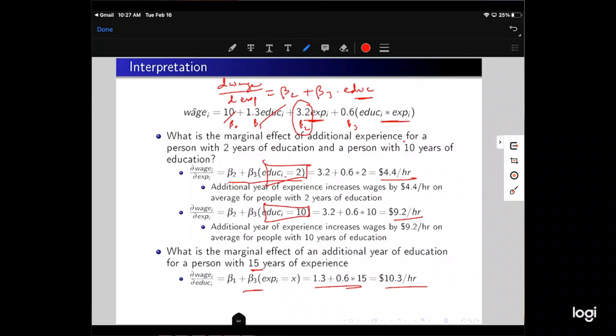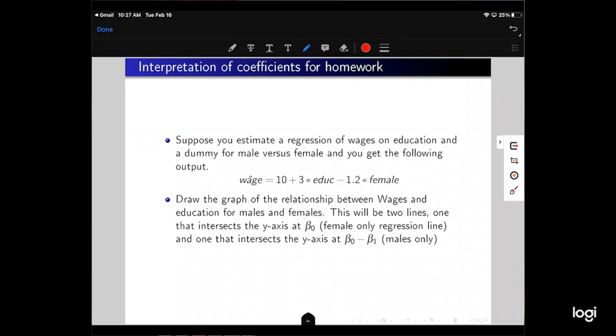Okay, suppose you estimate a regression of wages. Let's do some interpretation of the coefficients on your homework. You estimate a regression of wages on education and a dummy for male versus female, and you get the following output. So our population model would have been beta 0 plus beta 1 education plus beta 2 female, and there's an error term, and female equals 1 for female and 0 otherwise.